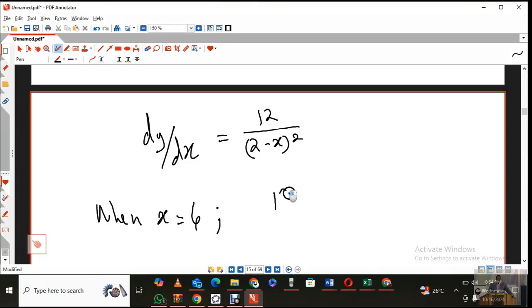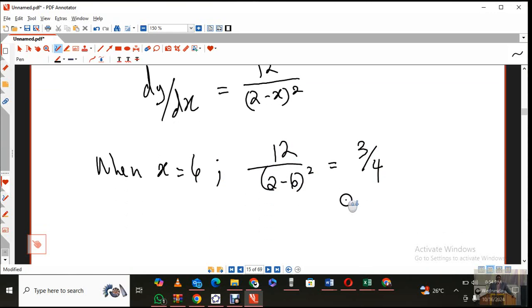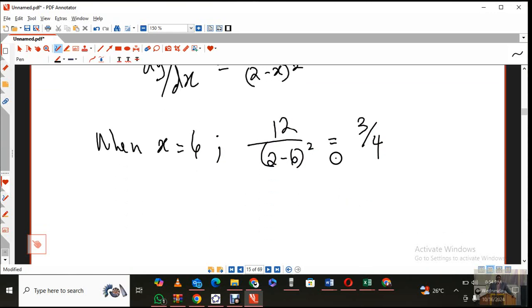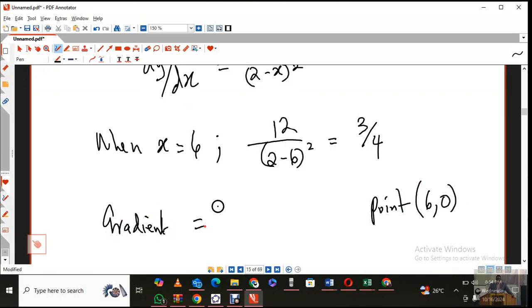that will give me 12 over 2 minus 6 all squared, okay? So you're going to have 3/4. Now, what do we know? We have our point. Our point is (6, 0). We have our gradient. What is our gradient? Our gradient is 3/4.